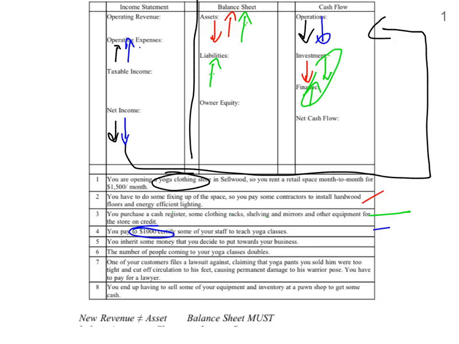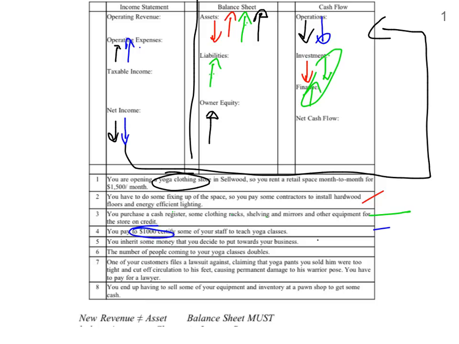Number 5, which we'll switch back to black for a while. You inherit some money and decide to put it towards your business. All that we're looking at here is you, the owner, putting more money into the business. So the business actually gets an increase in cash. That's an increase in assets right there, and it's balanced off by an increase in owner equity. So there's another up arrow there.